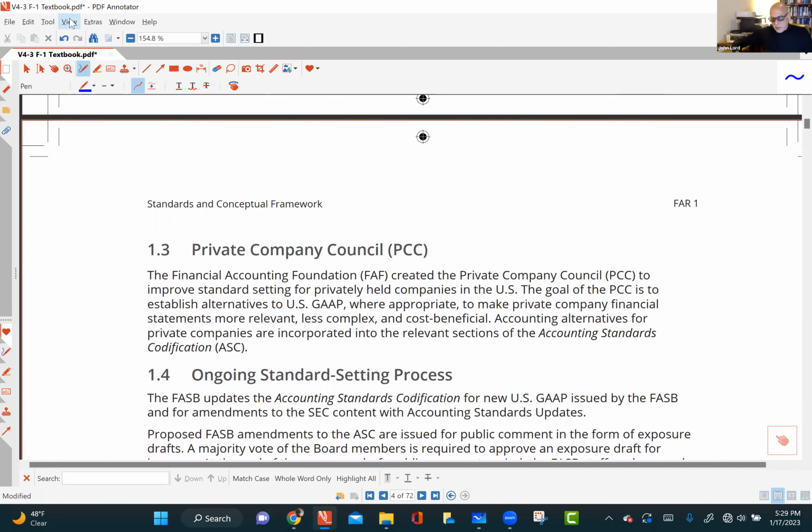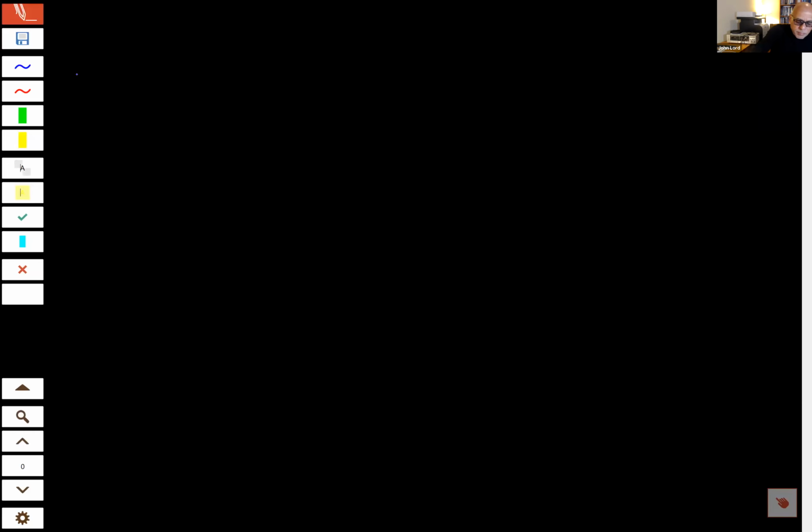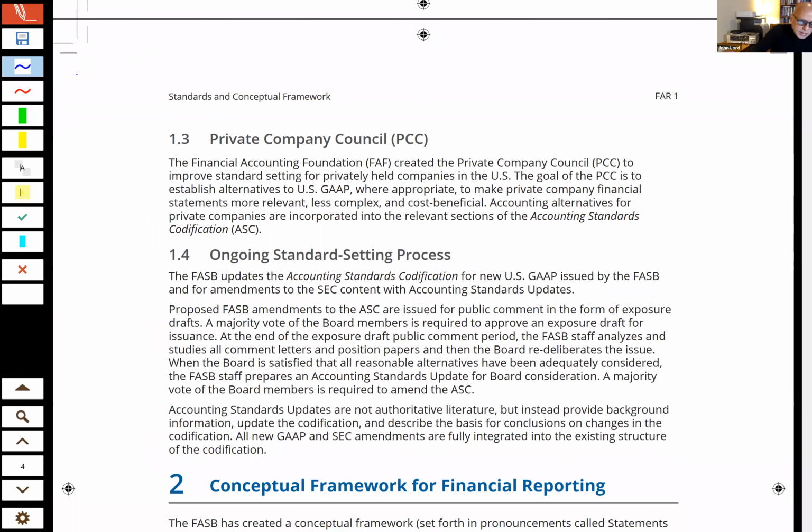Now you come over, and some years back, when they first started this whole private company council, they thought it was going to be a big deal, but it really has not quite taken off the way maybe some folks thought it would. But what happens is companies were saying, well, look, I'm a smaller company. Do I really need all of this stuff that we require of public companies? And so FASB created, or the Financial Accounting Foundation, which is the holding company, if you will, of the FASB, created the Private Company Council to improve standards for privately held companies.